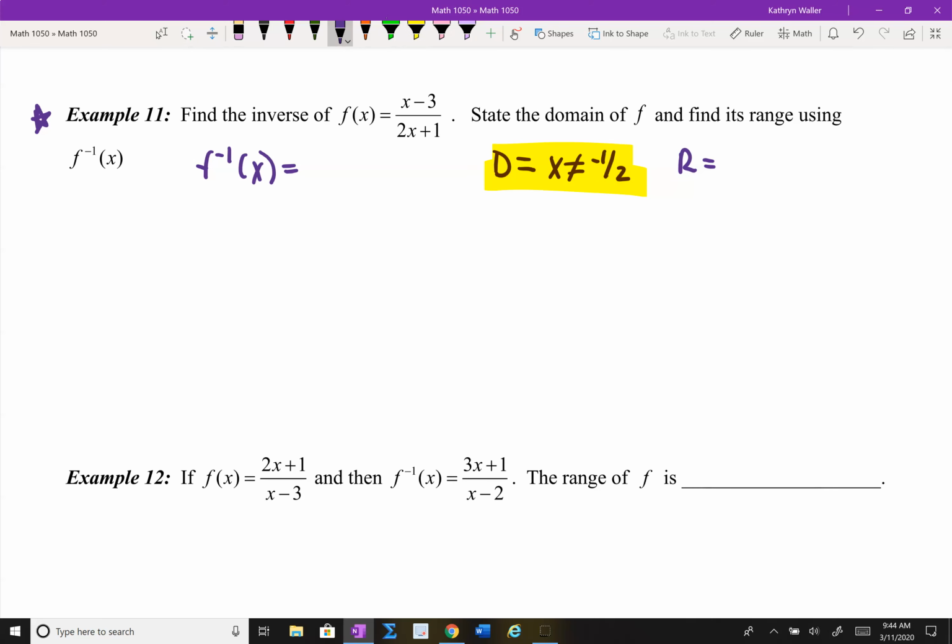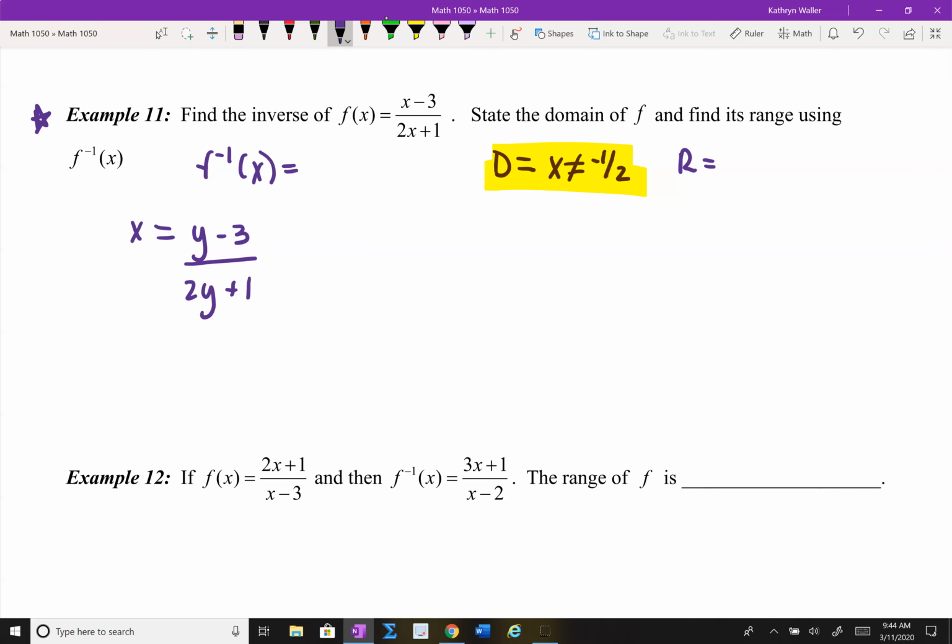Okay, let's find the inverse. This is kind of tricky, little tough, so watch, okay? F of x is y. So make it x equals, switch the x and y, minus 3 over 2y plus 1. This is tough.